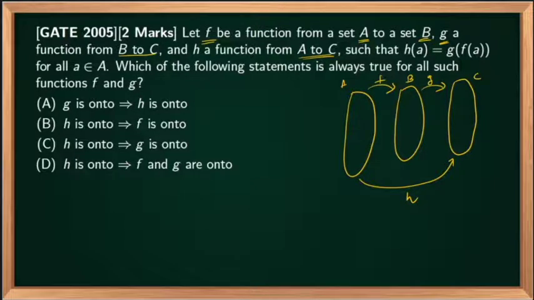So what we know from the previous question is that if H is onto, right, then G must be onto. So if H is onto, that implies G is onto. So the choice C is true. Choice D says H is onto, then F and G are onto, that is not needed. Choice B says H is onto, then F is onto, this is also not needed. Choice A says G is onto, then H will be onto, that is the reverse.